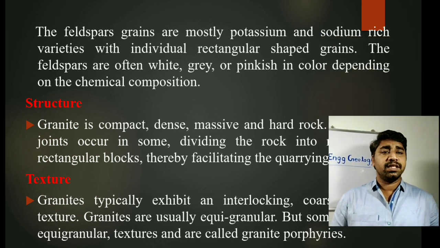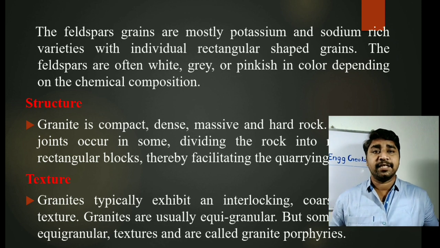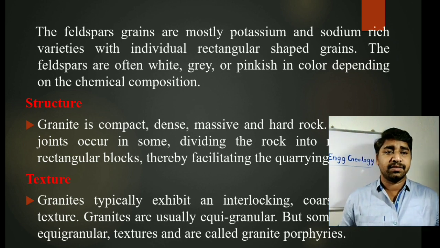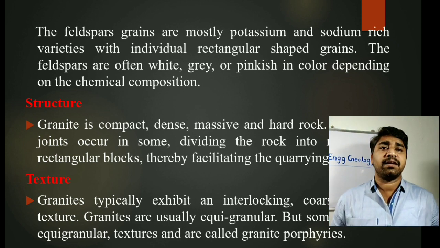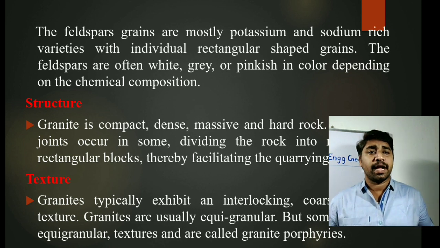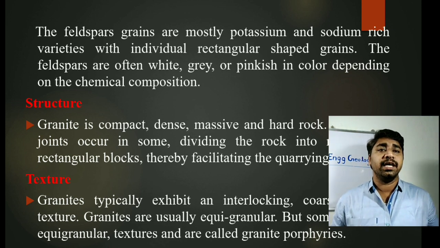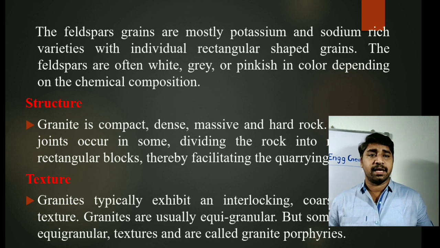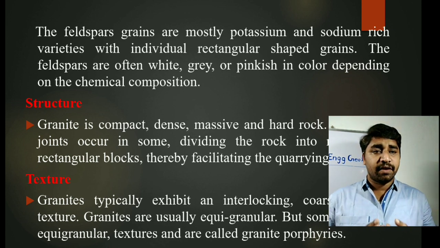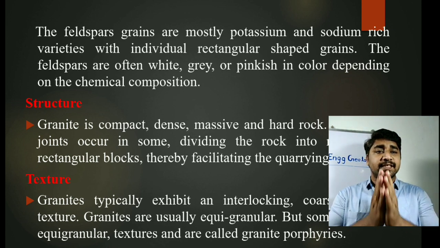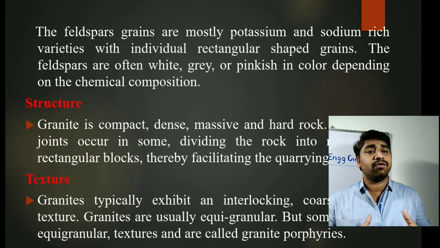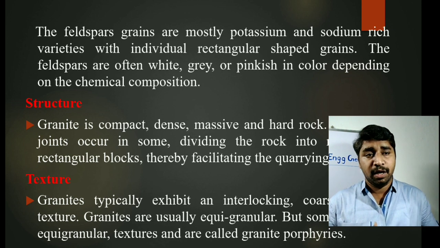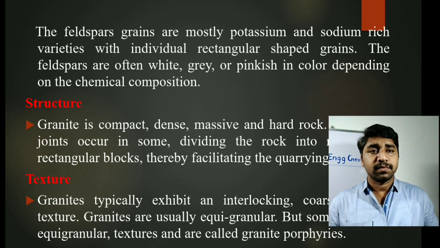Next, along with quartz grains, feldspars are another of the essential minerals present in granite. Feldspar grains are mostly potassium and sodium rich varieties with individual rectangular shaped grains. So the grains available in this granite, if you see, the feldspar grains will be rectangular in shape, whereas quartz will be circular or spherical in shape.